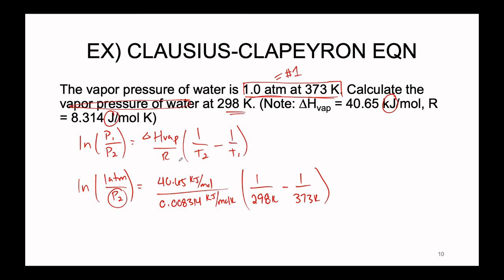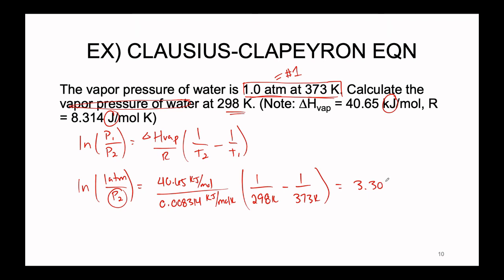So if I work through the math, 40.65 divided by 0.008314 times our temperature term on the inside of these parentheses, all of this works out to being equal to 3.30.